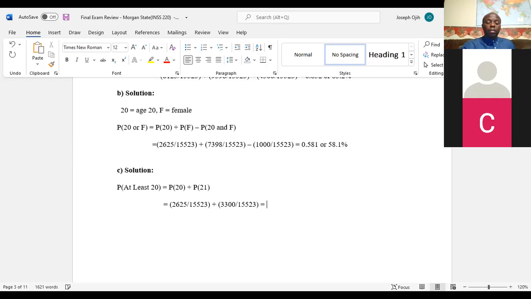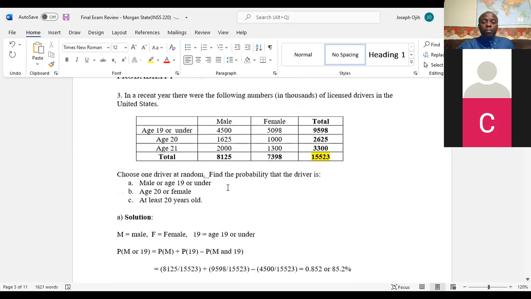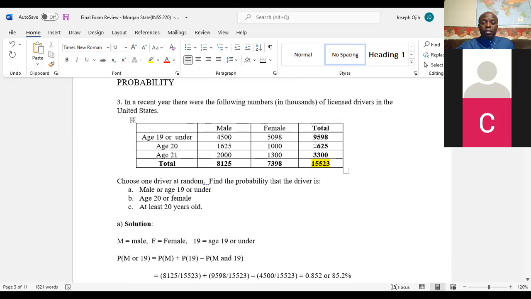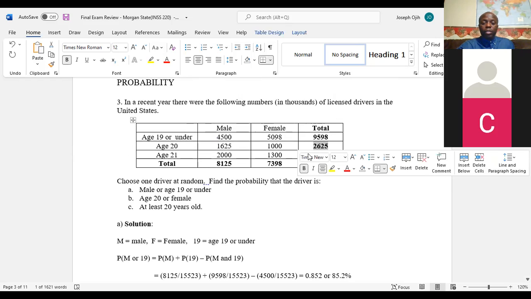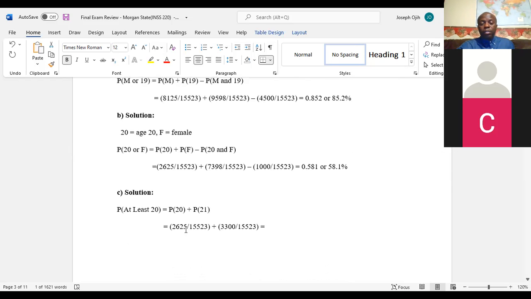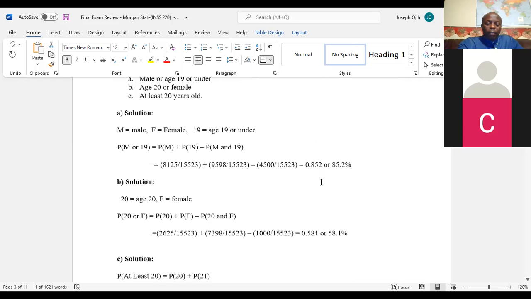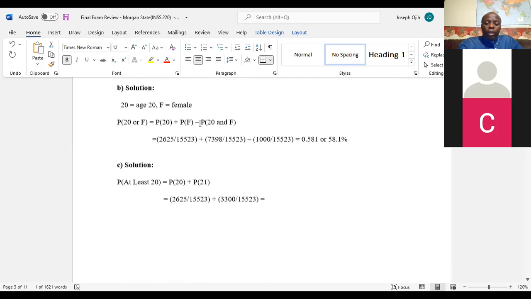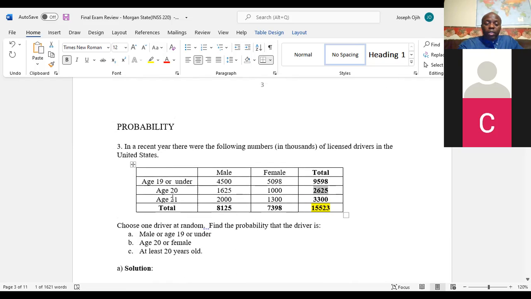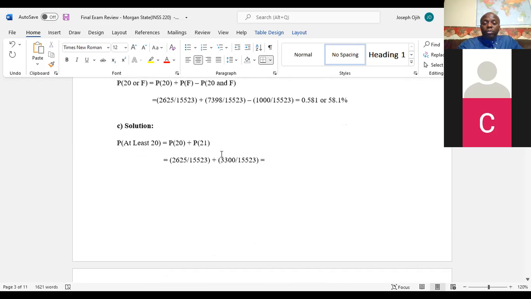Notice that for 20, we got it from here, the total for age 20, and that is what we have as 2625. And of course, the grand total is the overall total for all of them. Now for age 21, the total is 3,300, and that is what we have here, out of the grand total. Now we can put this in the calculator and get our answer from there.